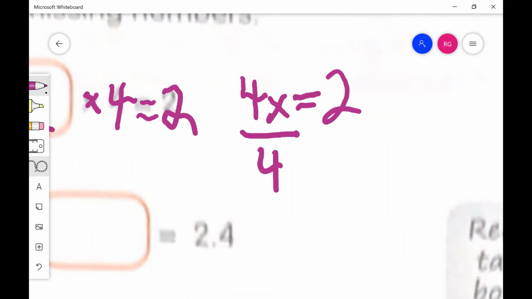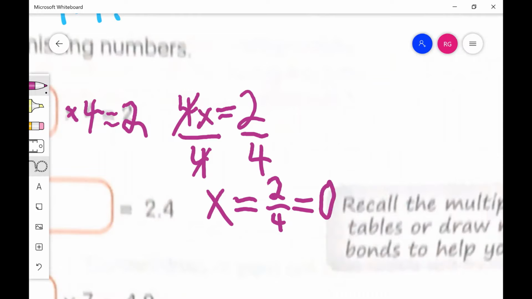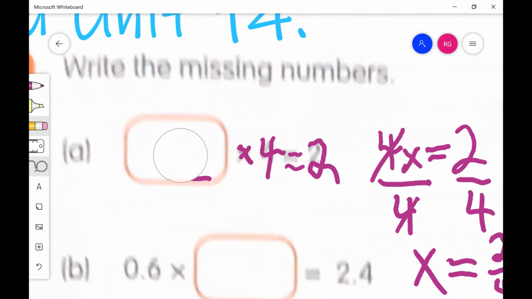So if I divide that by 4, what do I get on this left side? This cancels, right? So I have x equals what? x equals 2/4, right? Well, what is that as a decimal? 0.5. Yeah, we would say 0.5 here. So your x there is equal to 0.5. And we want to put decimals here instead of fractions. So make sure you put 0.5.